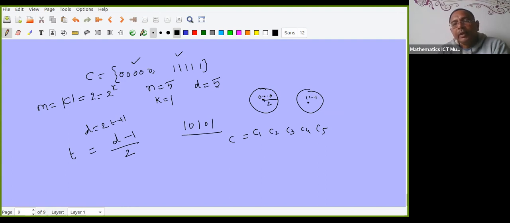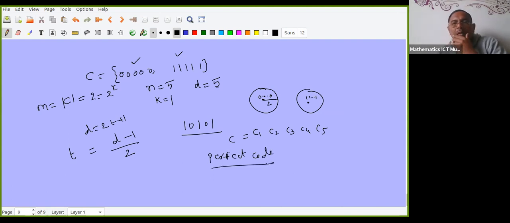If it is not here, what does that mean? Distance is 3 or more. If the distance from 0 0 0 0 0 is 3 or more, then it has 3 or more ones. Then automatically the distance from 1 1 1 1 1 becomes 2 or less. Then it is here. Is it tough to understand? So this is a perfect code. Is it clear to you?